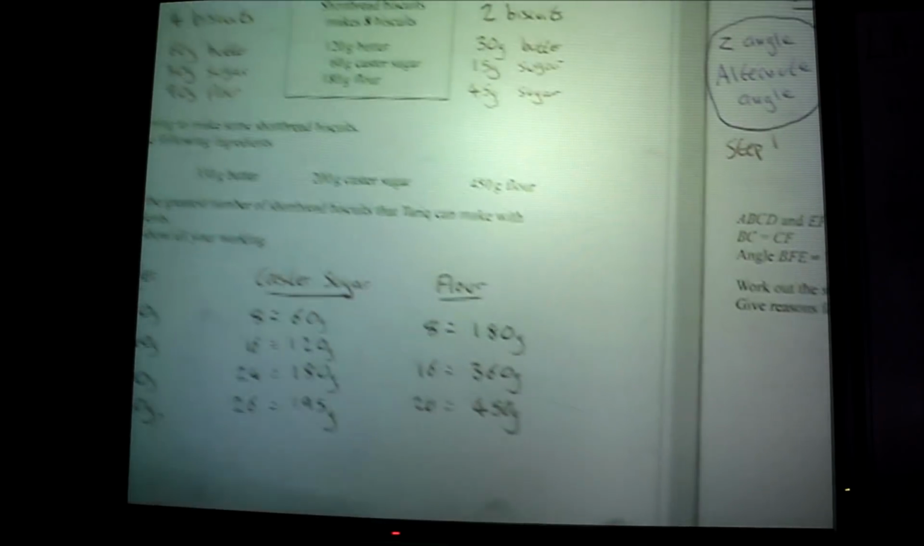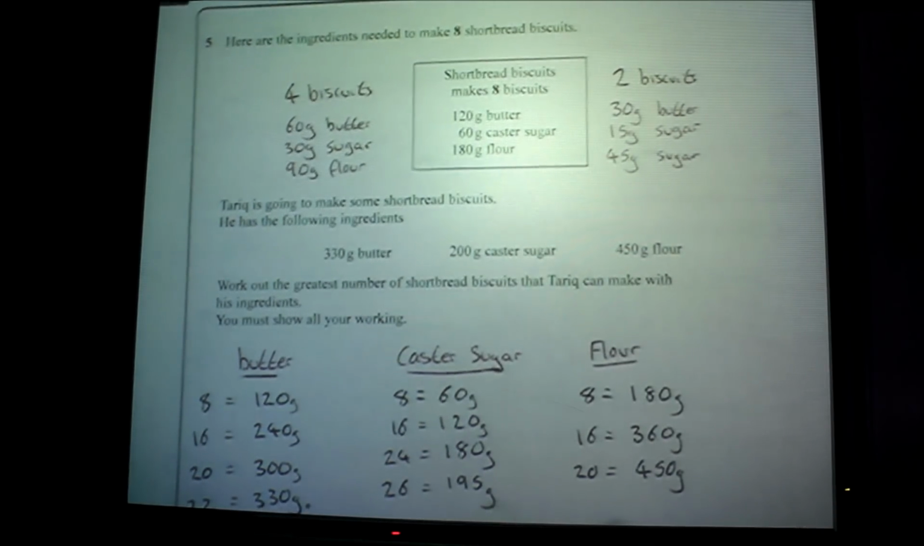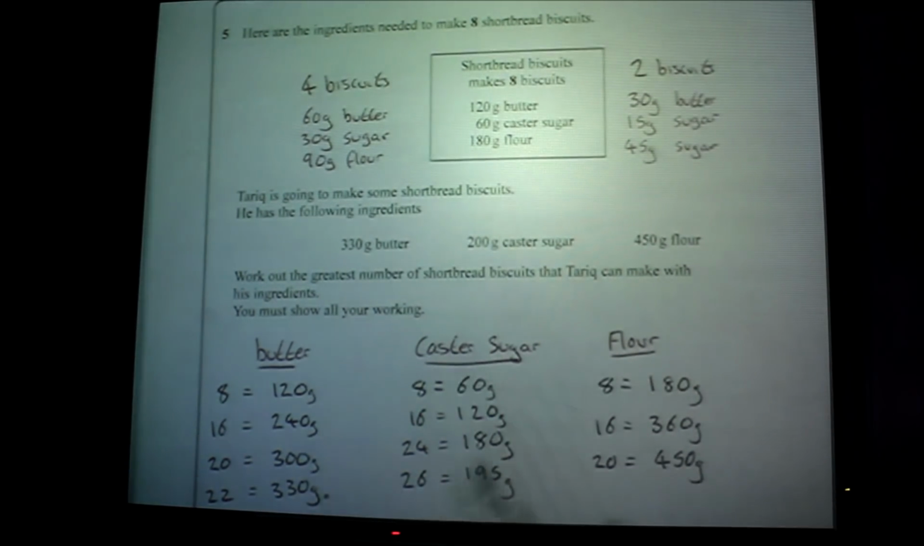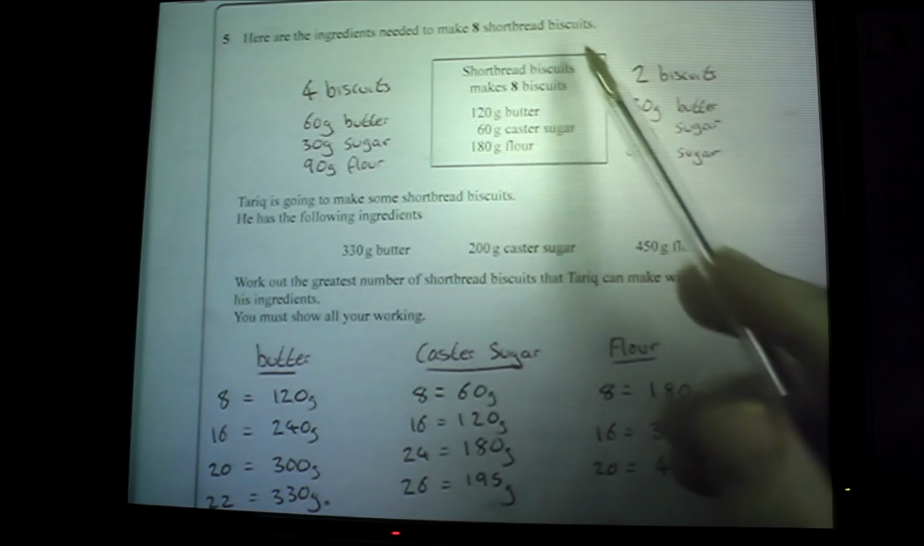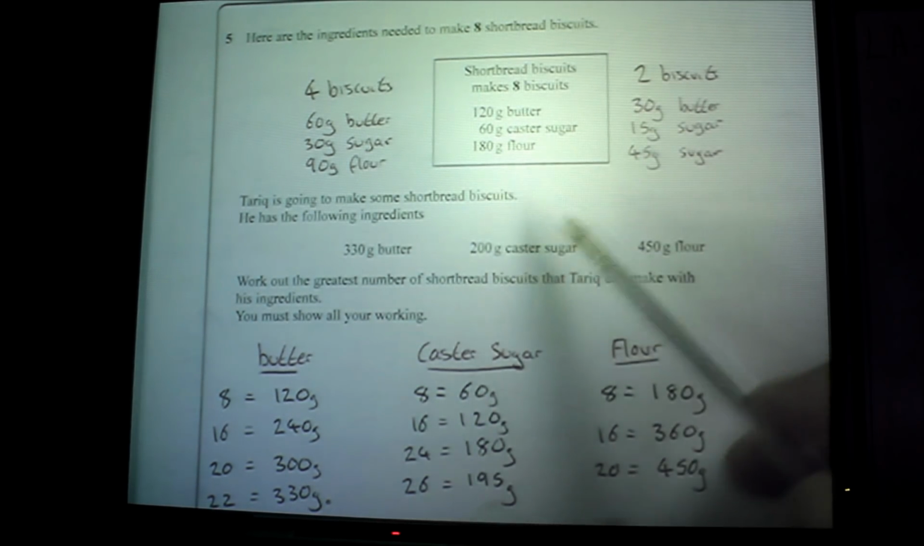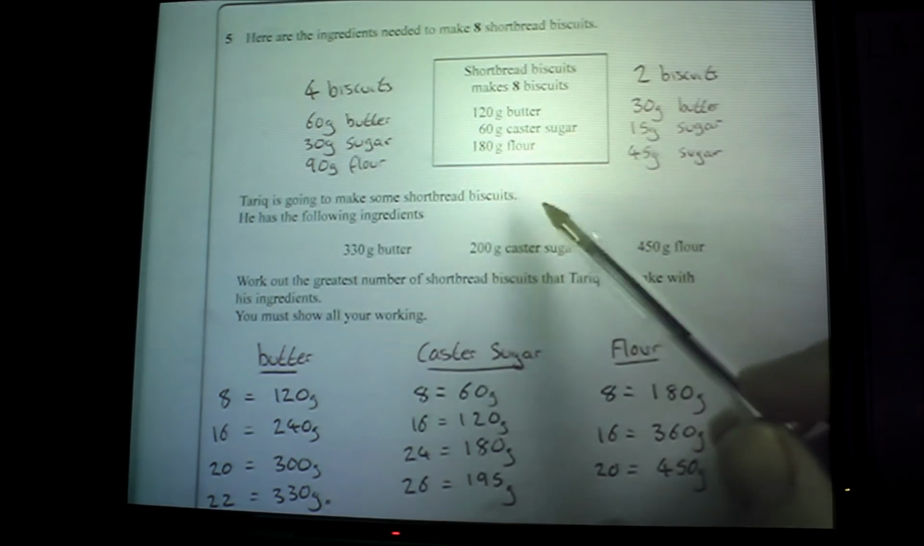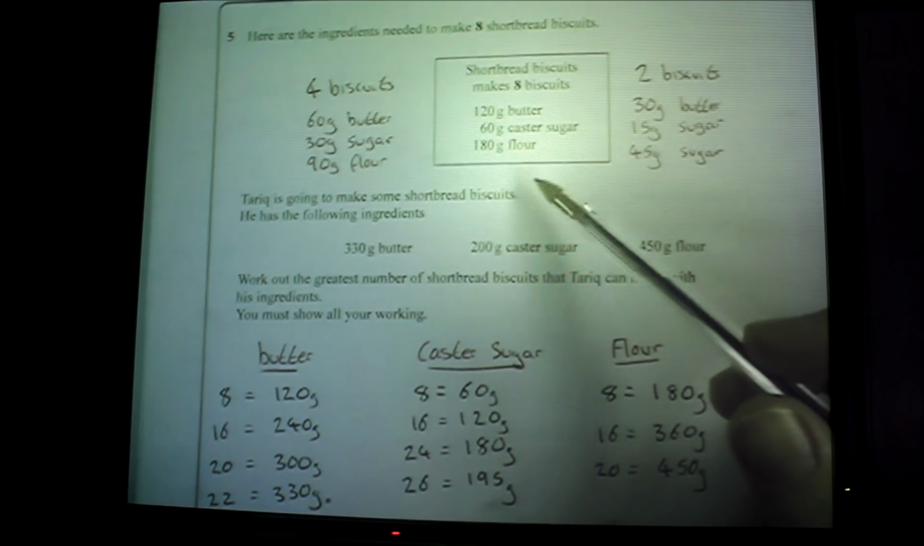Question 5. I found this one a bit fiddly, I'll be honest with you. Here are the ingredients needed to make 8 shortbread biscuits, so that's in the middle. Tariq is going to make some shortbread biscuits.